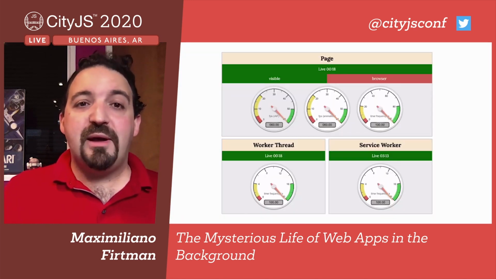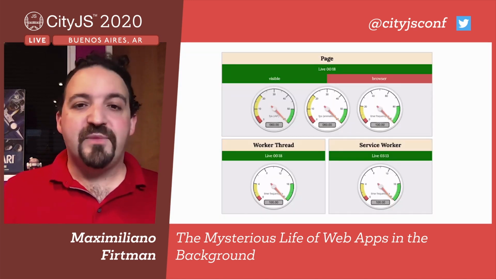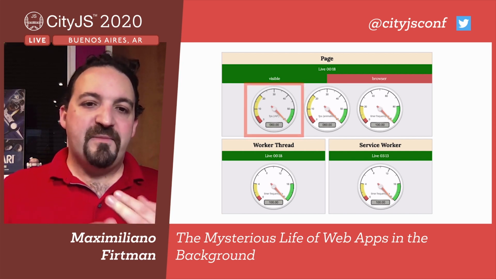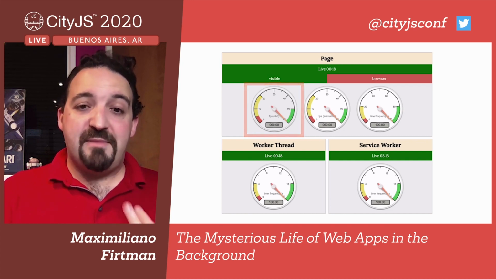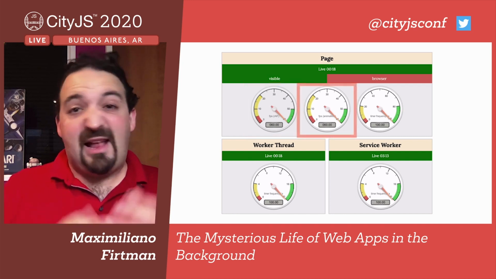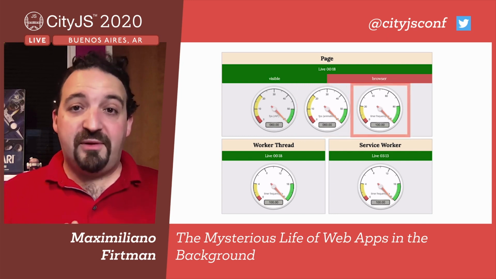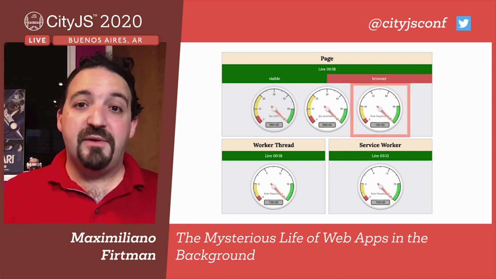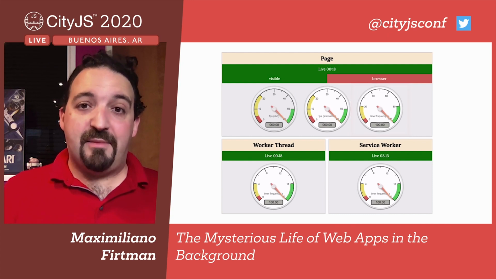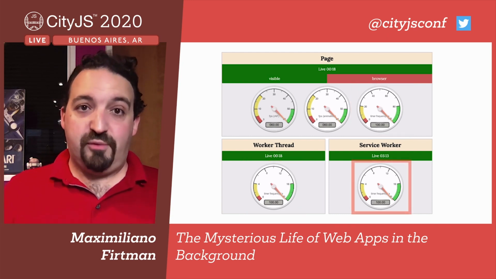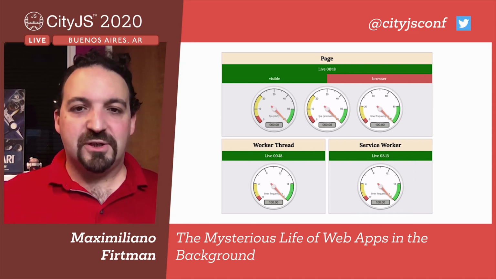For that, I have created this website that will give us the current information on frames per second on requestAnimationFrame, then animation, like CSS animation, what happens with the CSS animation, and the timer frequency, so we will see there if there is some throttling in timer execution, as well as at the bottom, worker thread and service worker. So let's see this in action.